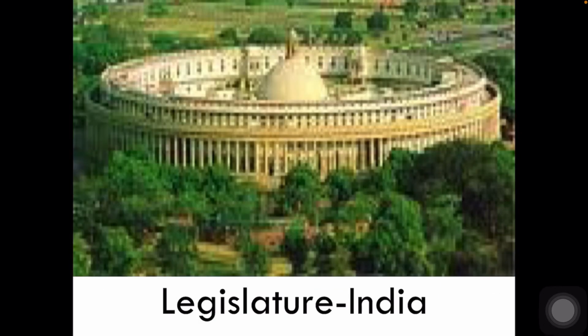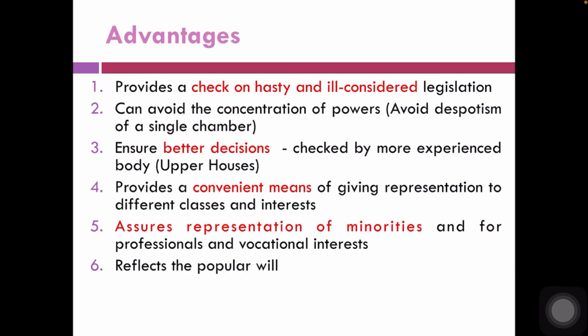And this is the parliament in India. Sangat cantik kan? So what are the advantages of practicing this bicameral system? The first one, it provides check and balance lah, ataupun check on hasty and ill-considered legislature. Number 2, can avoid the concentration of powers. So, it can avoid despotism of a single chamber.